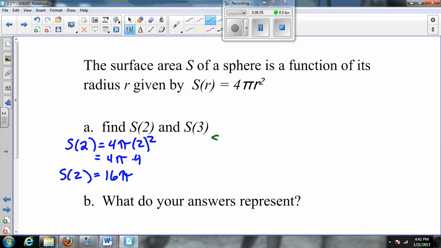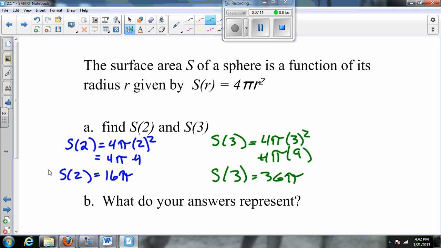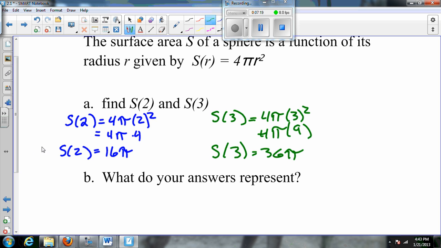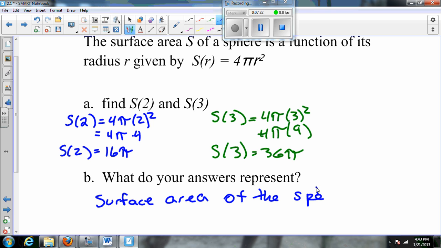If we were to do S of 3, 4 pi times 3 squared. 3 squared is 9. And 9 times 4, 36 pi. What do our answers represent? Our answers represent the surface area of the sphere with radius 2 and 3 respectively.